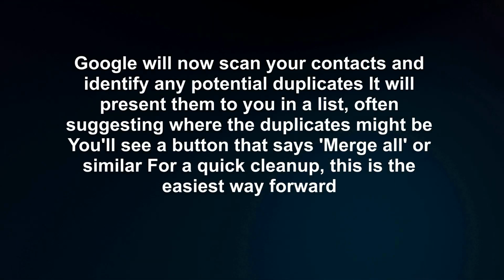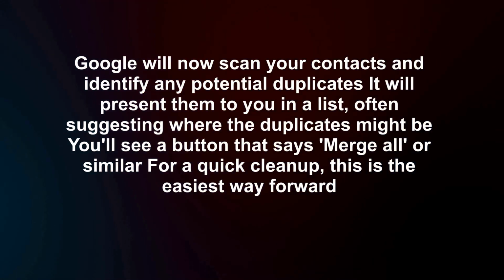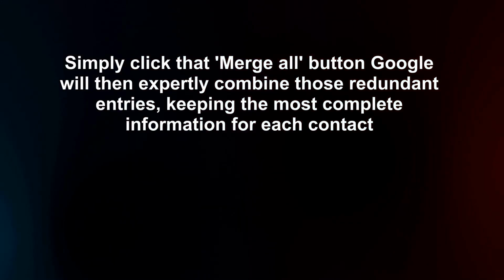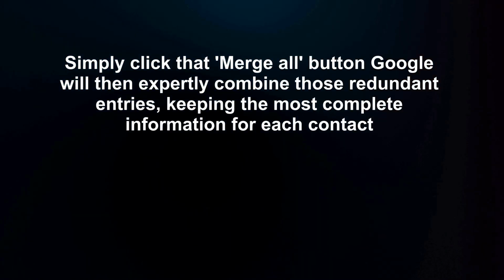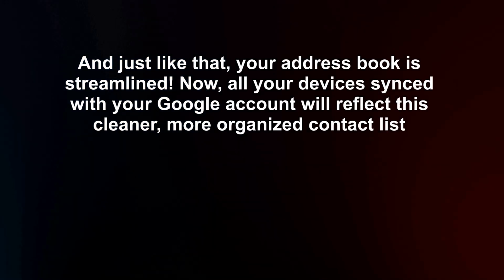You'll see a button that says Merge All or similar for a quick cleanup. This is the easiest way forward. Simply click that Merge All button. Google will then expertly combine those redundant entries, keeping the most complete information for each contact. And just like that, your address book is streamlined.